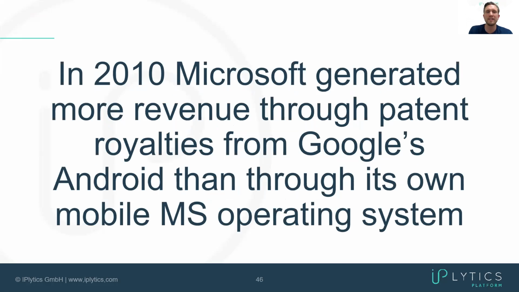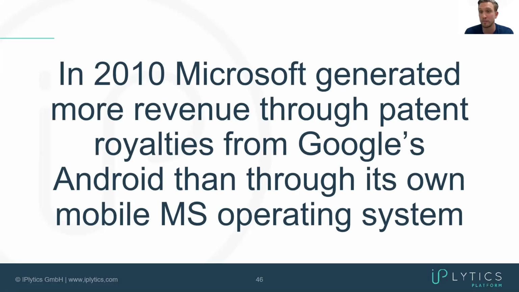In 2010, Microsoft generated more revenue from patent royalties from Google's Android than through their own mobile operating system. So that's a funny story. Android was so popular, was used in so many smart devices, that Microsoft, who owned patents that Google infringed with Android, got more revenue than with shipping their own operating system, right?